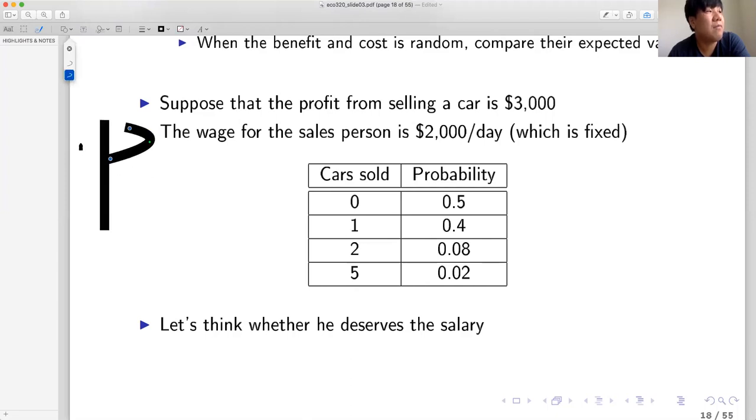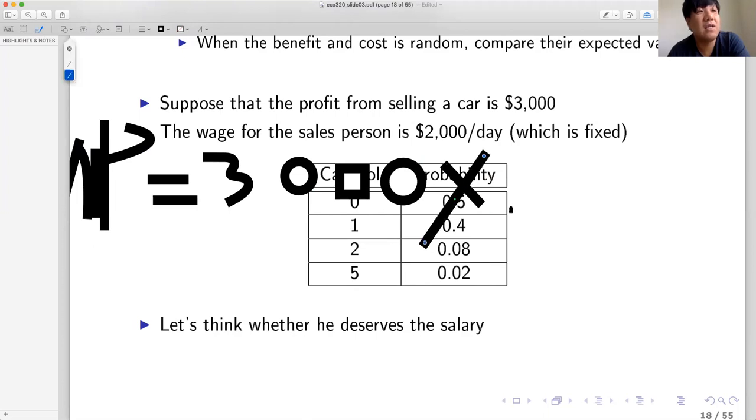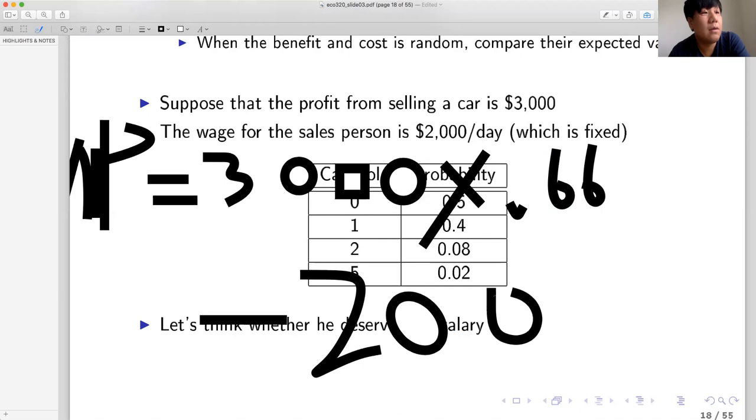Actually, net profit, I would say NP, equals whatever profit you're having, 3,000. Yeah, these are all zeros, by the way. And 3,000 times the expected number of car sales, that is 0.66, and minus 2,000, right? This is per day.